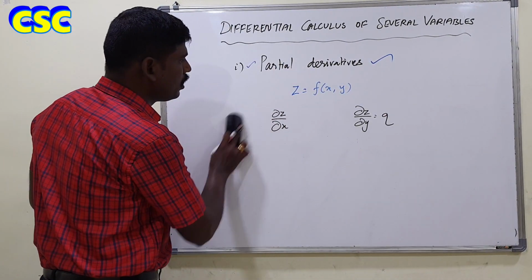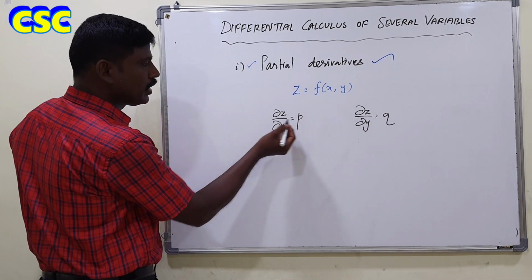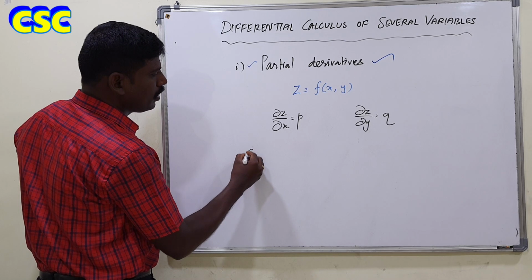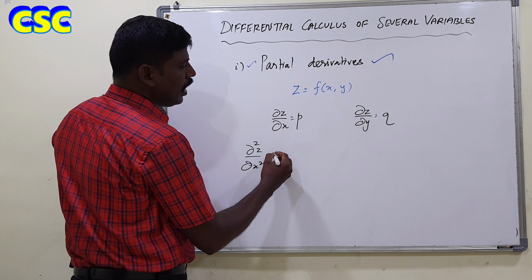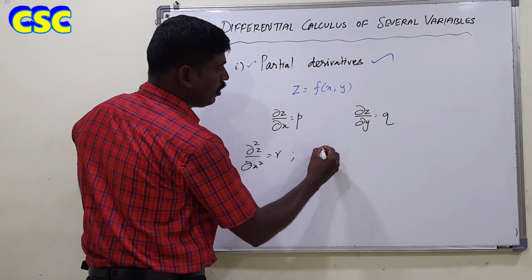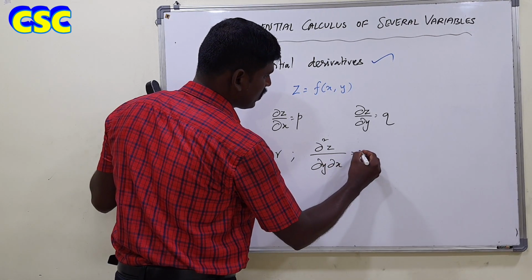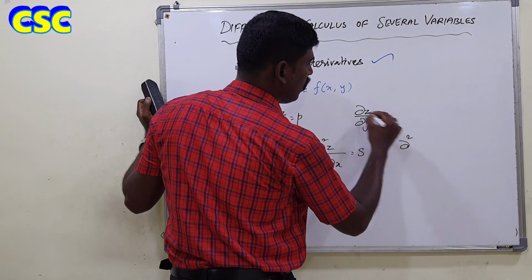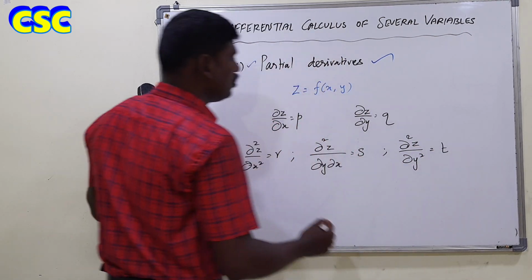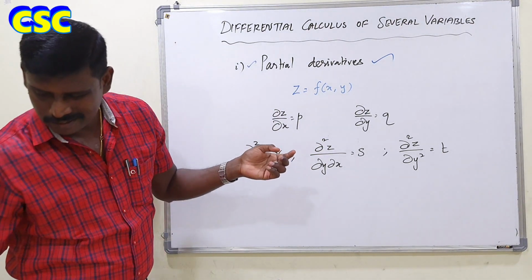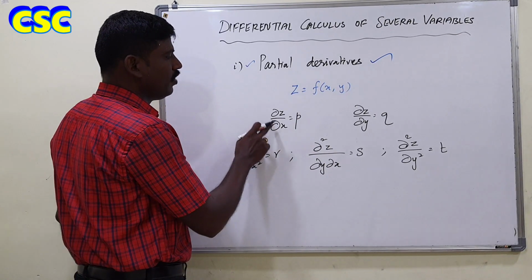Always we take dou z by dou x as small p, and dou z by dou y as small q. Once again differentiate z with respect to x partially, you will get dou square z by dou x square. That can be written as r. Dou square z by dou y dou x can be written as s, and also dou square z by dou y square is equal to t. So these are all the simple variables associated with the partial derivatives of the given functions. Carefully keep it in your mind.